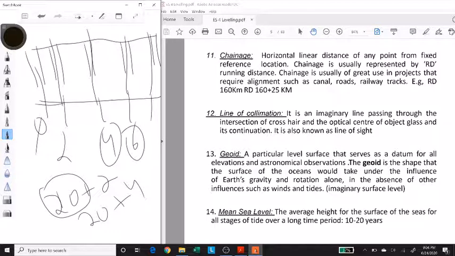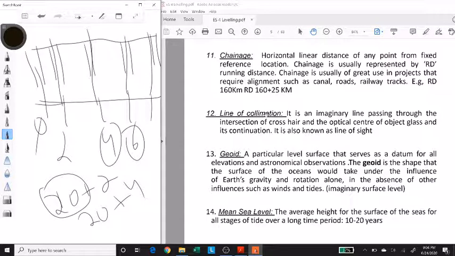So this basically comes into play usually in the case of railway tracks or canals. You must have seen this figure written RD 100 plus something or something similar. So as an example, if I have an overhead bridge that has hundreds of pillars and I want renovation work at one of those pillars, this RD would tell my people exactly which pillar I am talking about, right? So this is chainage. This is just horizontal linear distance from a reference point.